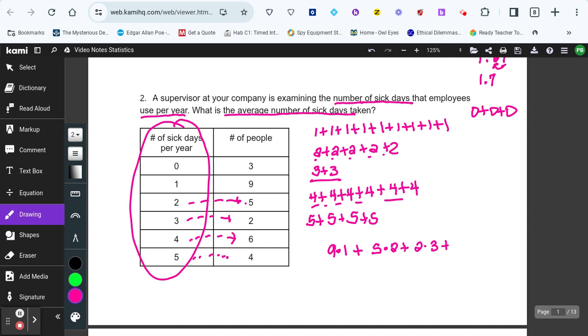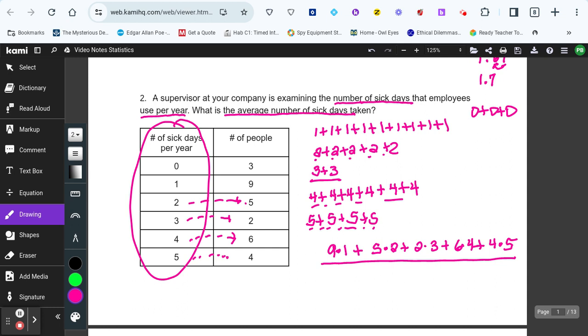This 4 occurred 6 times. And the 5 occurred 4 times. So instead of adding them up all one by one, like 1 plus 1 plus 1 plus 1, I don't even want to finish all the ones. You just do 9 times 1 plus 5 times 2 plus 2 times 3 plus 6 times 4 plus 4 times 5. Now divide it by what?